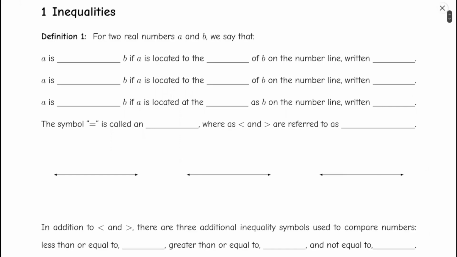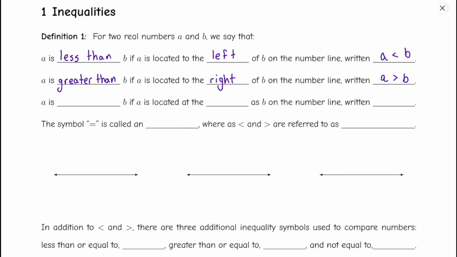Section 1, Inequalities. Definition 1. For two real numbers a and b, we say that a is less than b if a is located to the left of b on the number line, written a < b. A is greater than b if a is located to the right of b on the number line, written a > b.